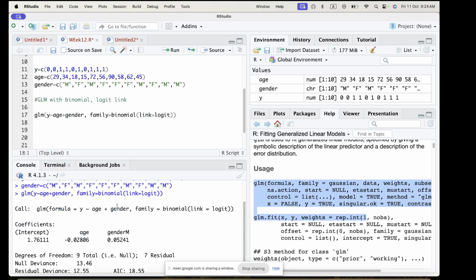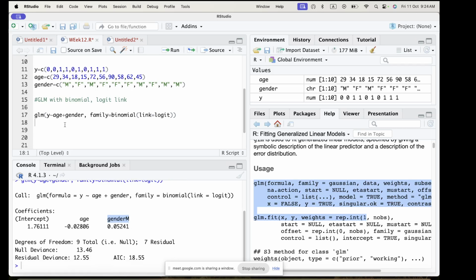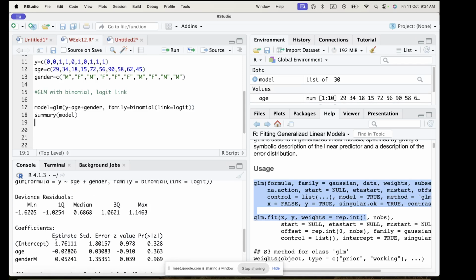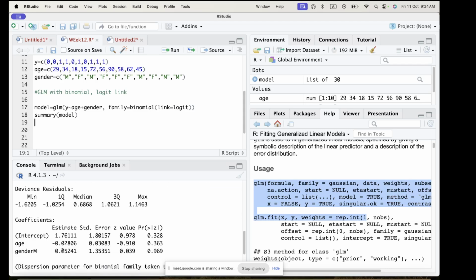So see, we have these coefficient estimates. Okay, so gender M means that it is already making the dummy. Alright, so if this is called model and we give summary of model, then we find the estimates of beta, and the standard errors, their z values and the corresponding p values.